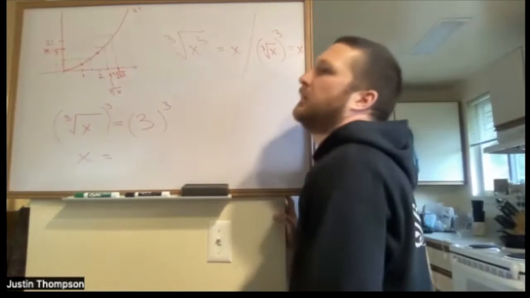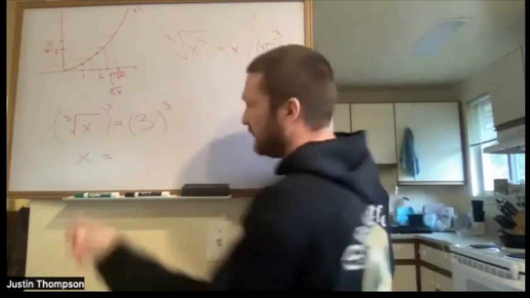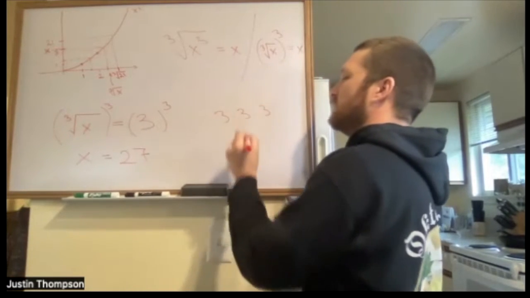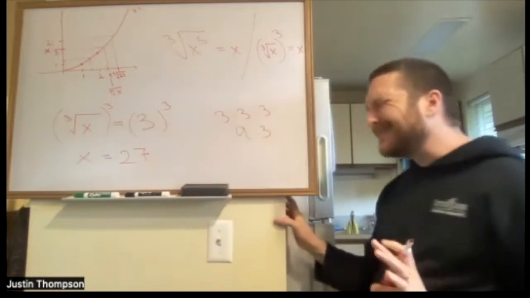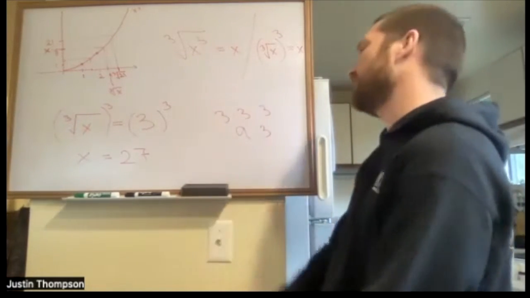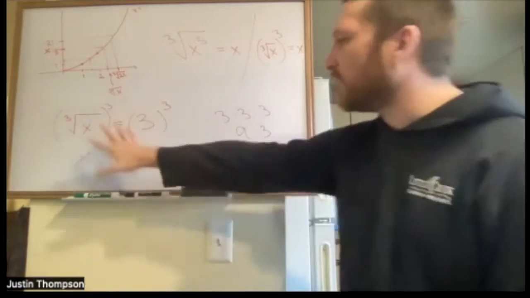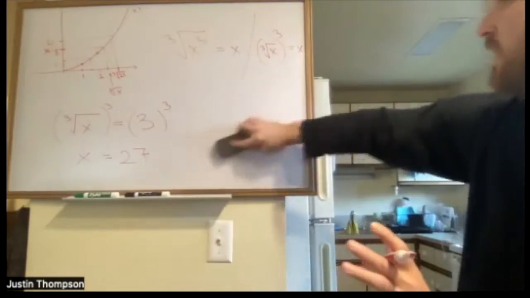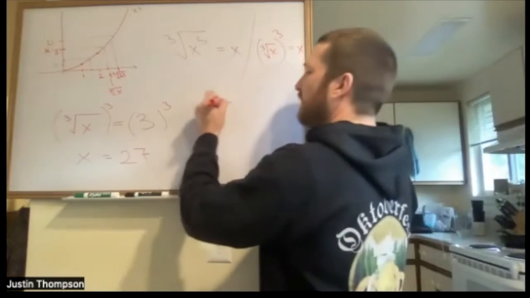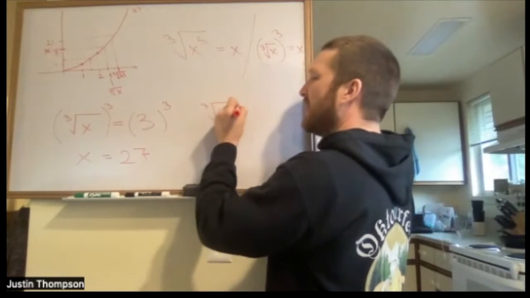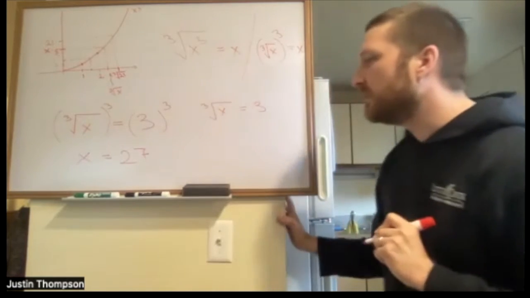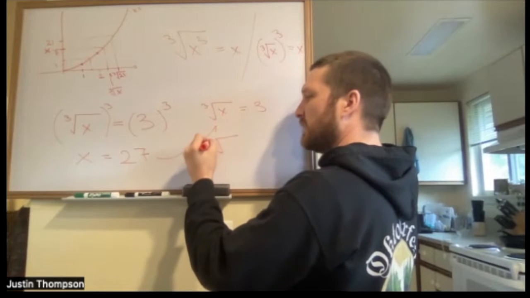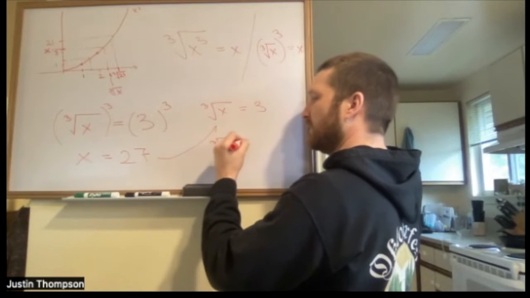3 cubed, I believe, is 27. Because that's the same thing as 3 times 3 times 3. That's 9 times 3. And I believe 9 times 3 is 27. Yeah, it is. Okay. And so let's check this. Because what was my original equation? It said that the cube root of x is equal to 3. And let's just see if that works. I'm going to plug that in and see, okay, cube root of 27 equals 3.